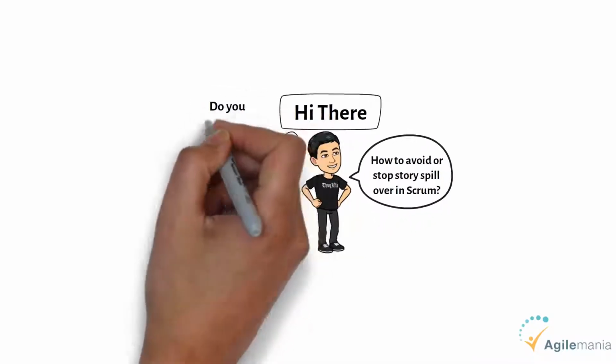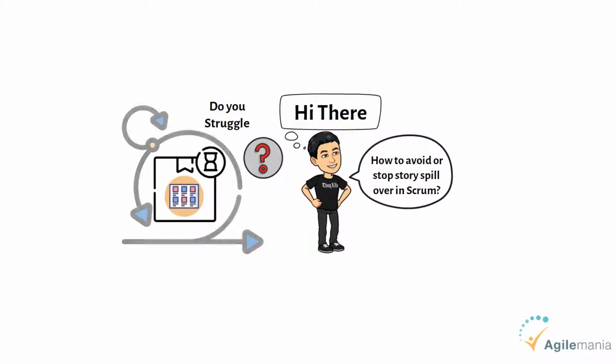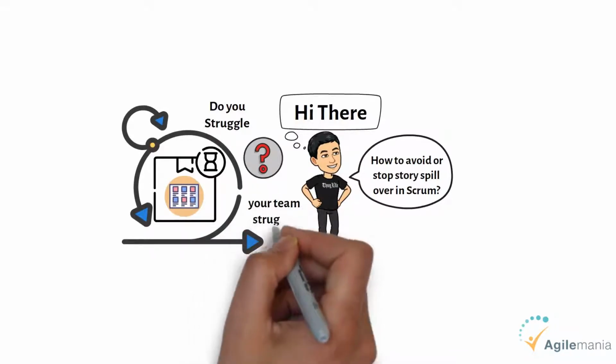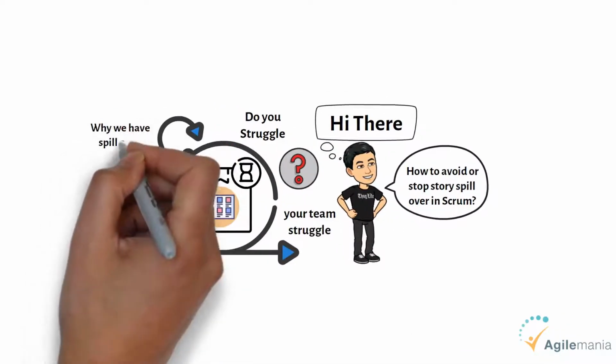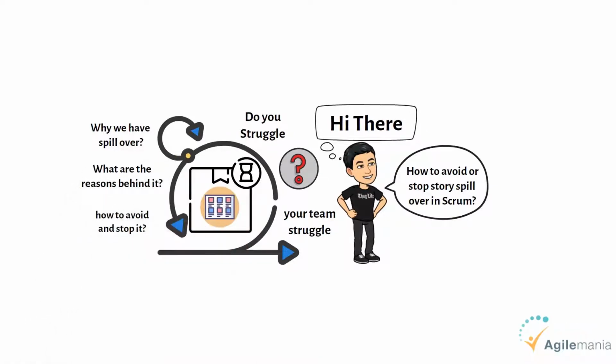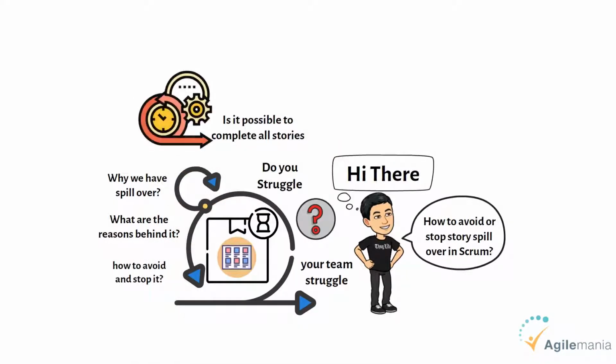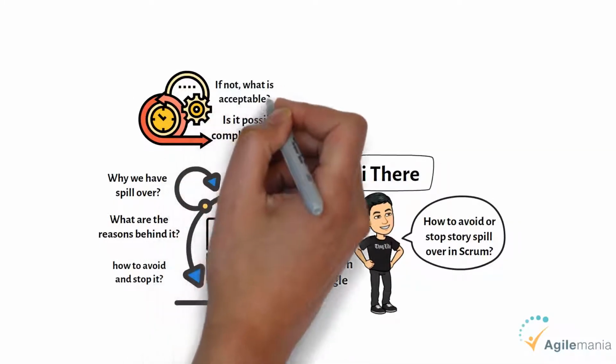Do you struggle to complete planned stories within the time box in a Scrum, or does your team struggle? Why do we have a spillover? What are the reasons behind it, and how to avoid and stop it? Is it possible to complete all stories in every sprint? If not, what is acceptable?